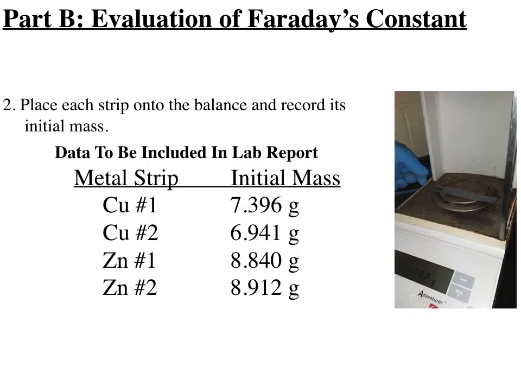I'm now going to take the 4 slabs of metal over to the balance, put each of them on there, and record the masses of these for later use. So let's suppose that I put these on there, and I did, and these are the masses I get for the 2 copper strips and the 2 zinc strips.